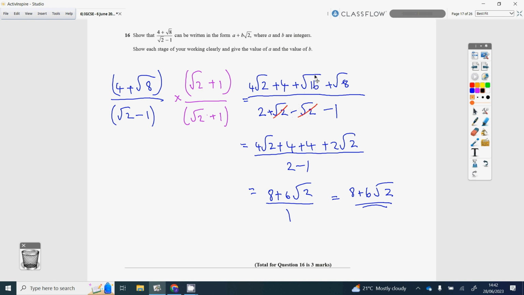Obviously, root 16 is 4. And then I can see that I'm aiming for an answer that's just got root 2's in it. So I've taken this opportunity now to simplify root 8. Now, remember, root 8 is root 4 times root 2. Root 4 is 2, so that's 2 root 2. So make sure you're comfortable that root 8 is 2 root 2. So tidying everything up, 4 lots of root 2, add 2 lots of root 2 is 6 lots of root 2. 4 add 4 is 8. 2 take away 1 is obviously 1. So our final answer is 8 plus 6 root 2.